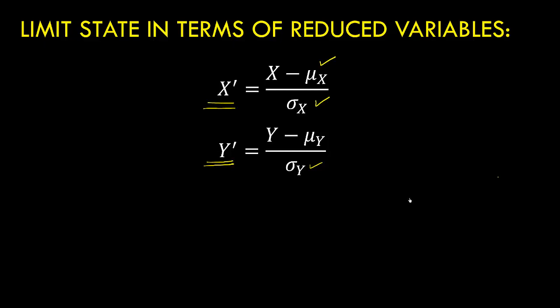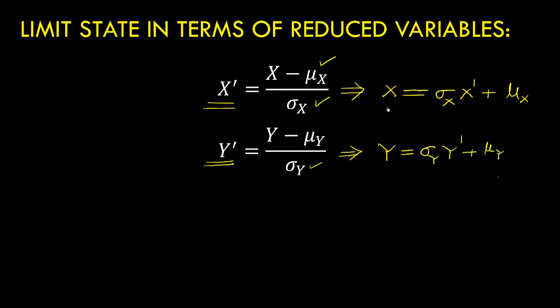From these two equations we can also write x and y. So let us write x. We will have x equals sigma x, which goes to this side, multiplied by x dash, and then mu x comes to this side, so plus mu x. Similarly, y equals sigma y times y dash plus mu y. Now once I know x and y in terms of the reduced variables, x dash and y dash, we can plug them into the limit state equation and write it in terms of the reduced variables.